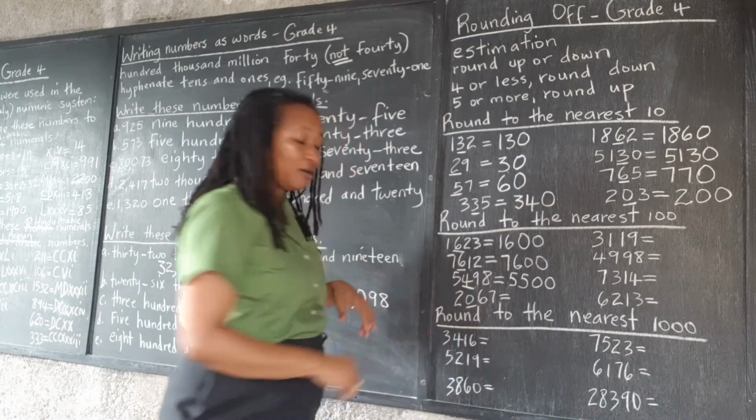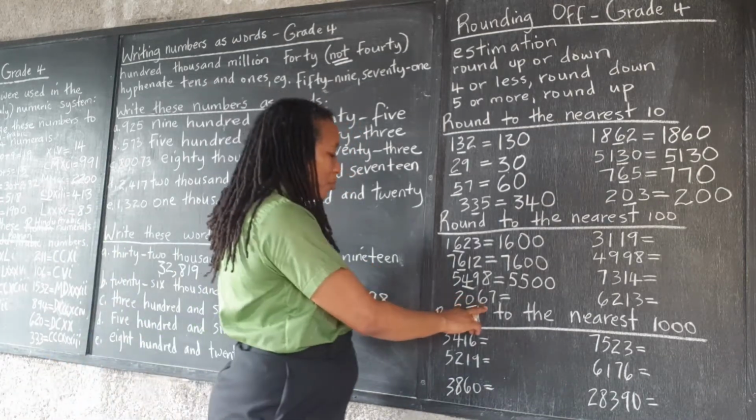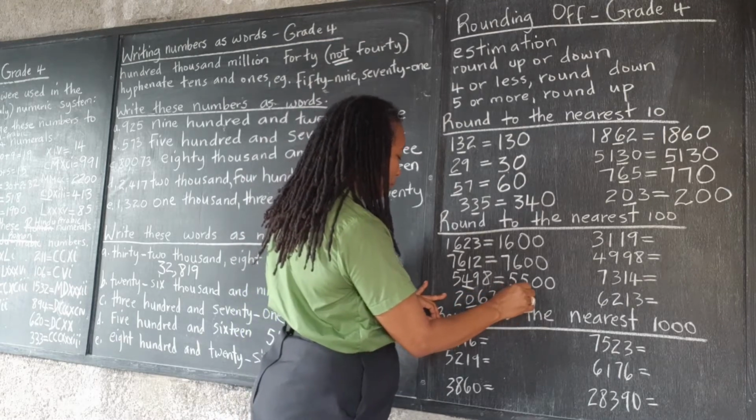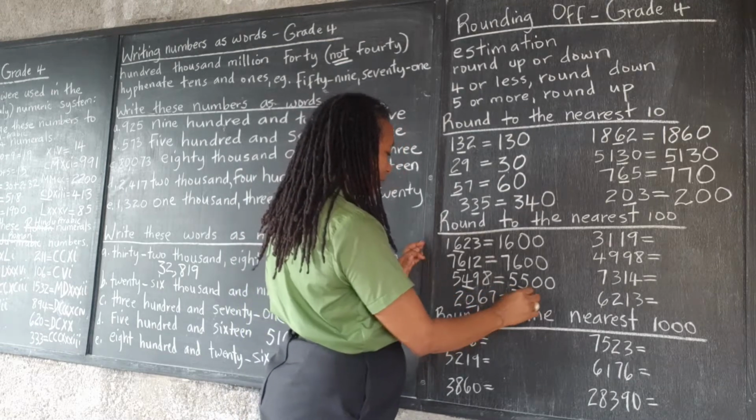0 is in the 100 place. 6 is more than 5. We're going to add 1 to the 0. We're going to get 2, 1, and this becomes 0.